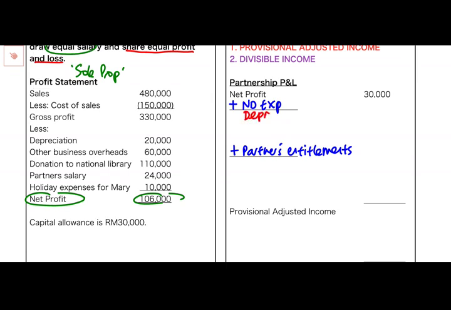depreciation, right? Okay? 20. Oh, I'm sorry, this figure is wrong. It's 106.